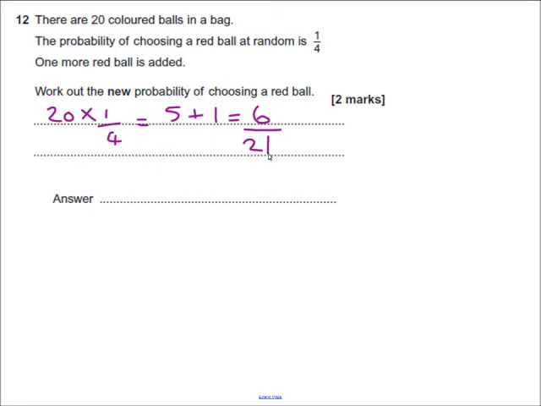So our probability is 6/21, which we can simplify by dividing the top and the bottom by 3 to get 2/7. So that's a bit of simplification by dividing the top and the bottom by 3. So our probability of choosing a red ball is now 2/7.